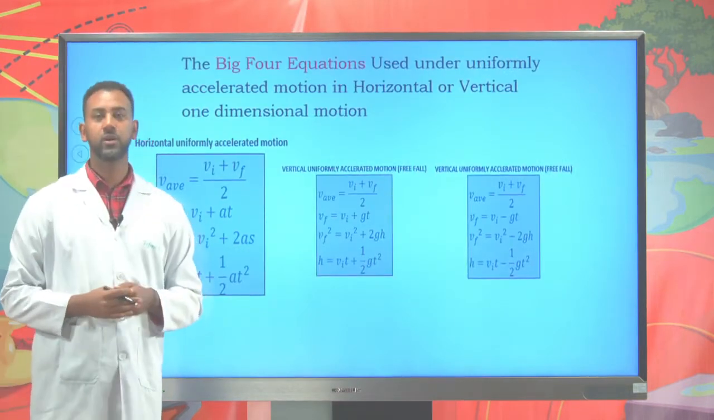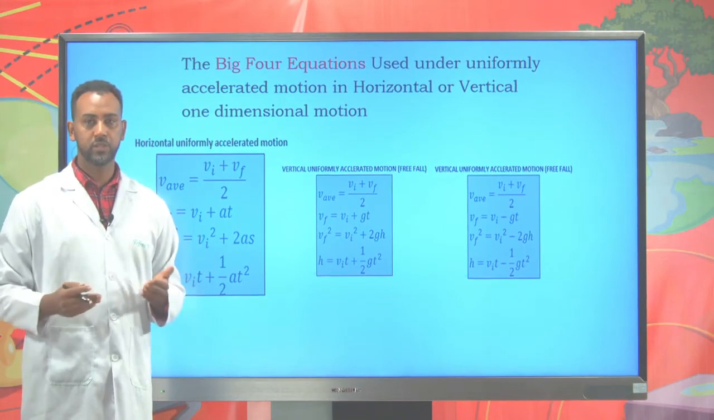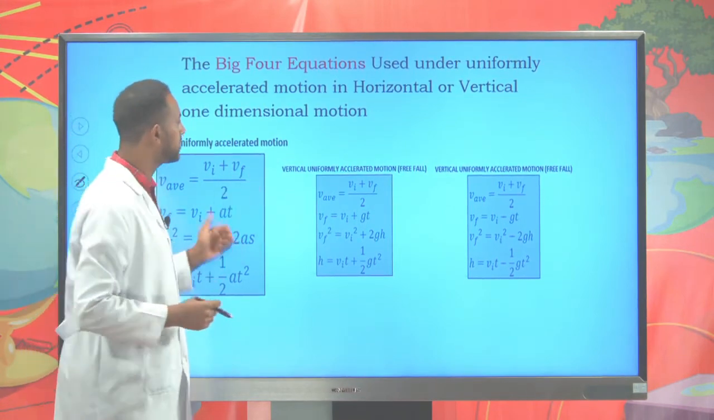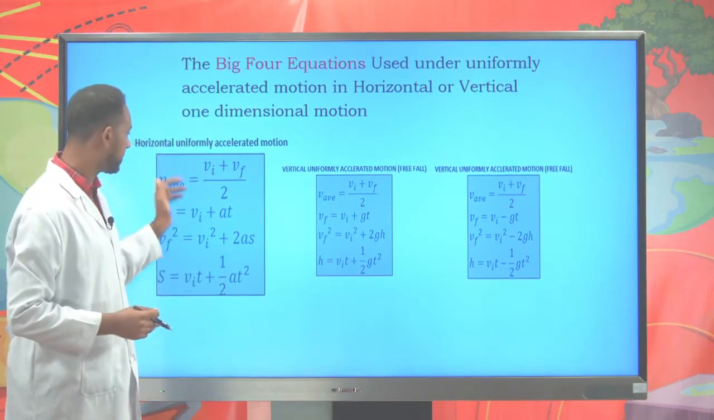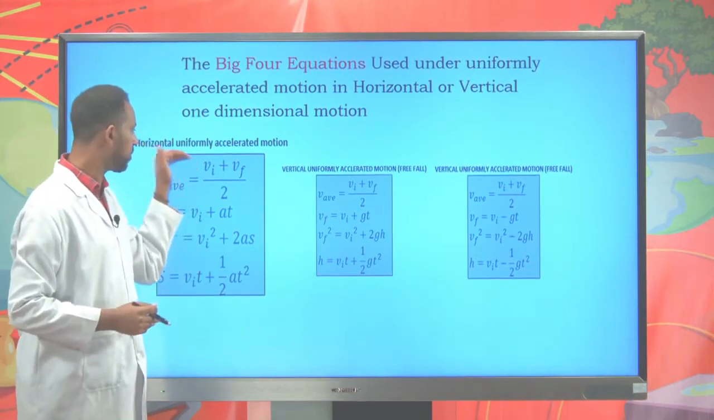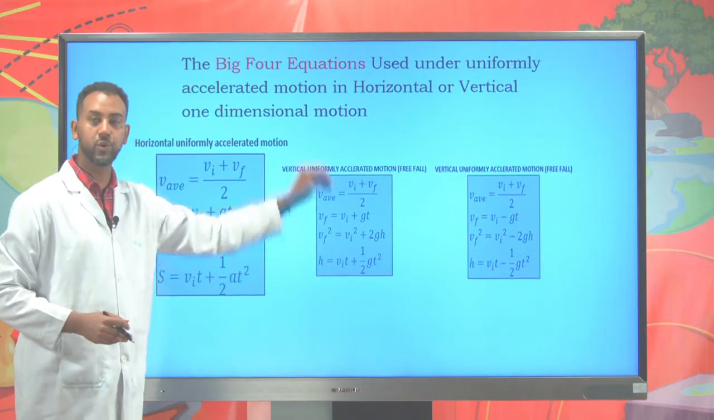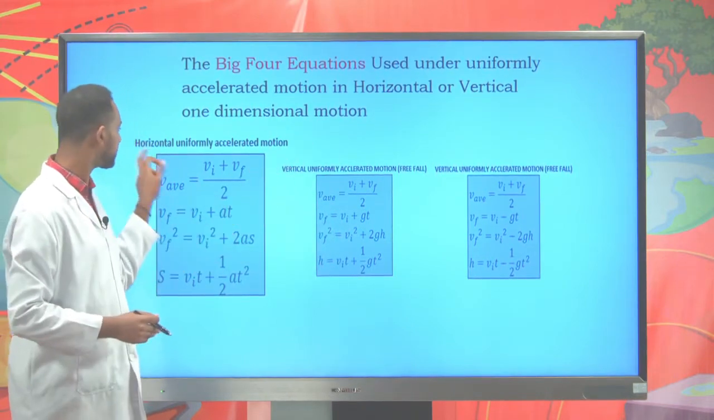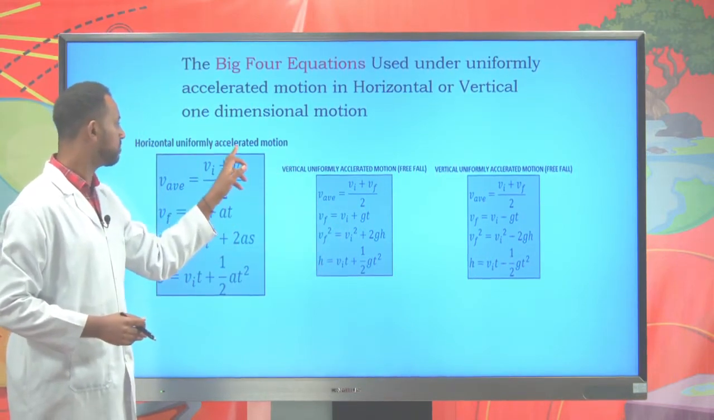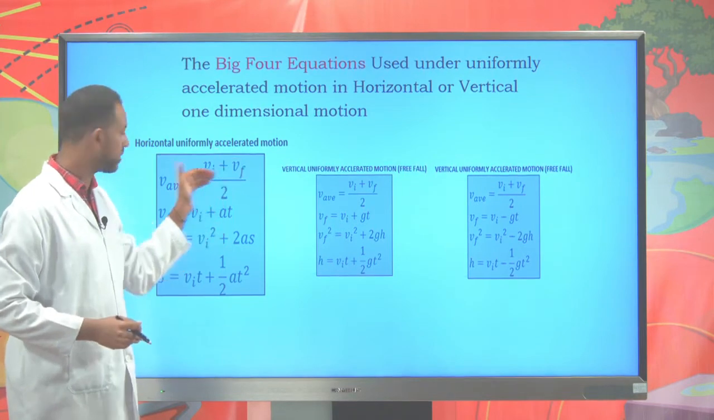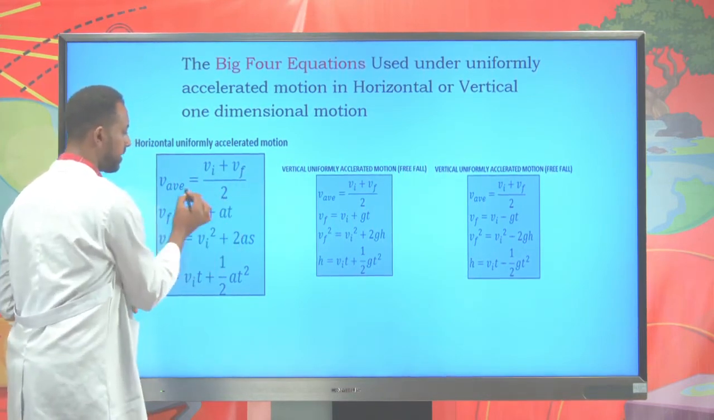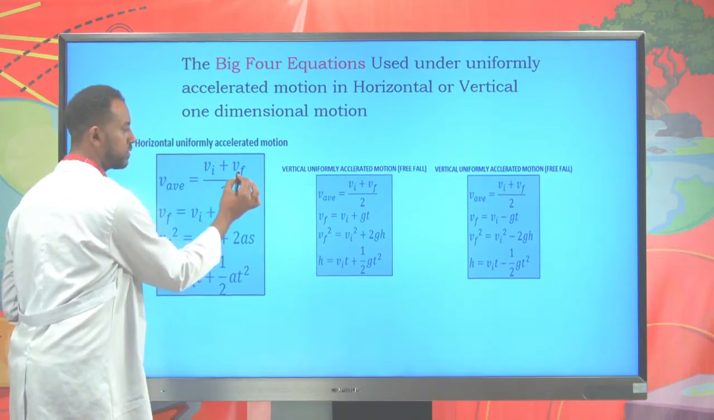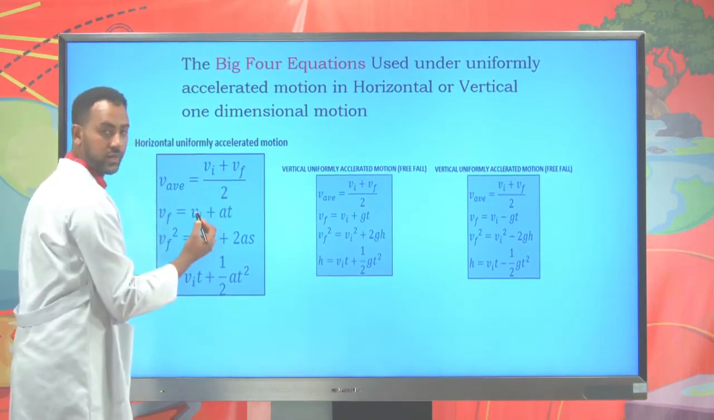And the big four equations, or mathematical formulas, used for uniformly accelerated motions are these. It might be for uniform horizontal motion, or for a free fall vertical motion. For uniform horizontal motion, the big four equations can be given as: the average velocity is equal to the initial velocity plus the final velocity over 2.